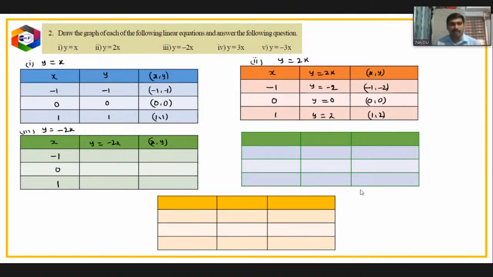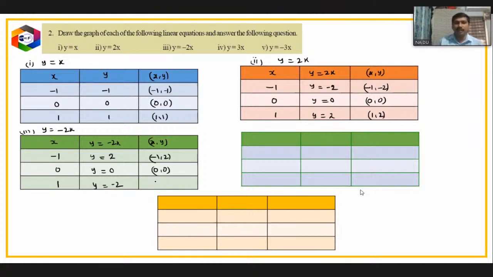-1 comma 2, that is. So y value will be equal to -2 of -1, which is equal to 2. So the point will be -1 comma 2. And similarly 0, if you place 0 for x, y is -2 into 0, which is 0 comma 0. And now if you place 1 here, -2 into 1, which will be equal to -2. So the point will be 1 comma -2.